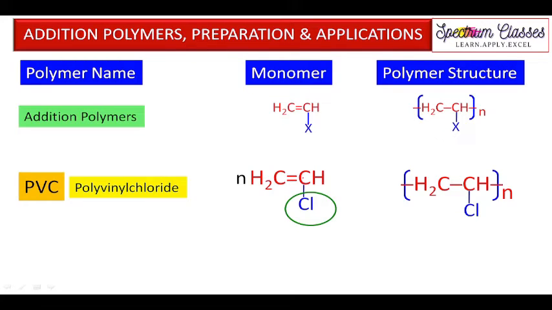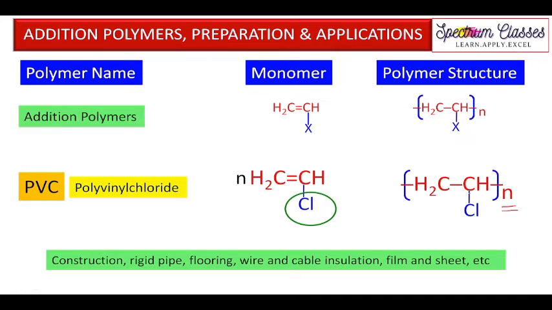So the structure of its polymer is n number of molecules combined together, and here no double bond is there. I tell you again and again so that you will remember this, and whole times n, this will be your polymer, right? And the application of polyvinyl chloride is that it is used in construction, rigid pipes, flooring, wires, cable installations, film and sheets, etc.